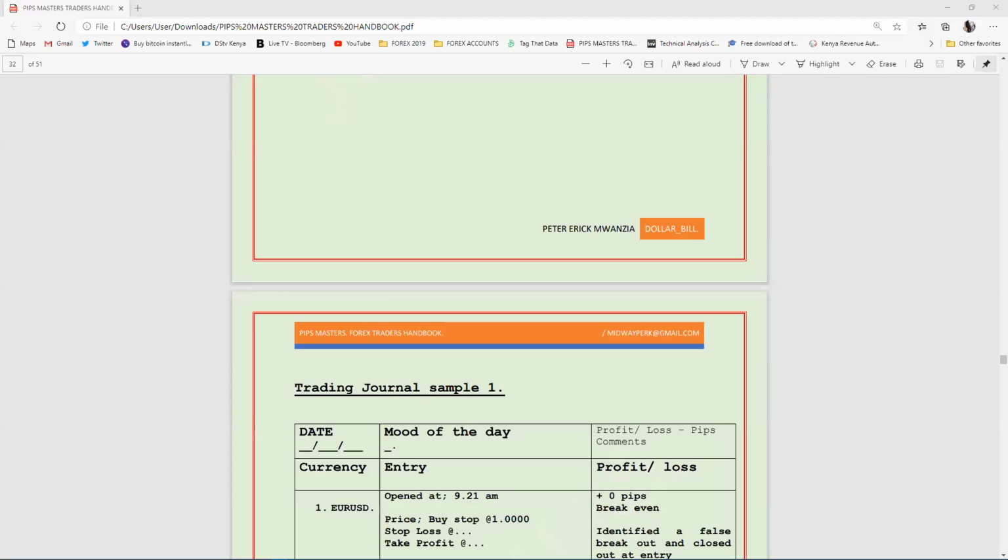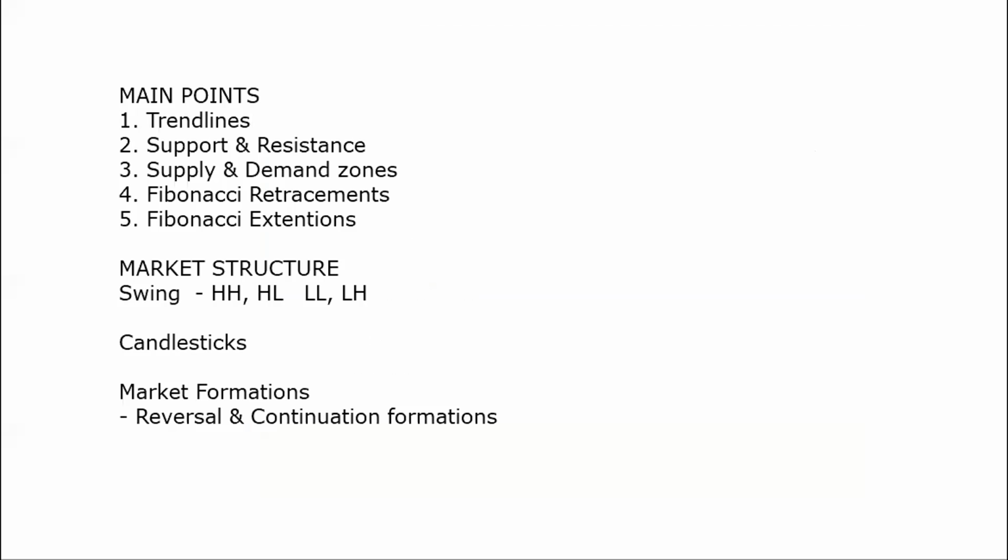So guys, in general, make sure you're comfortable with the Trader's Handbook. Okay. So the main points or the main things that you need to understand out of this are trend lines. You need to be comfortable when it comes to drawing your trend lines. You need to be comfortable when it comes to support and resistance. You need to be able to plot your supply and demand zones comfortably. You need to be able to plot the Fibonacci retracements and Fibonacci extensions. Okay. Then you need to understand the market structure.